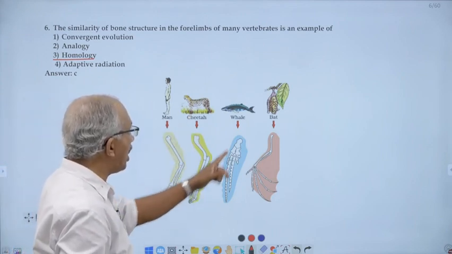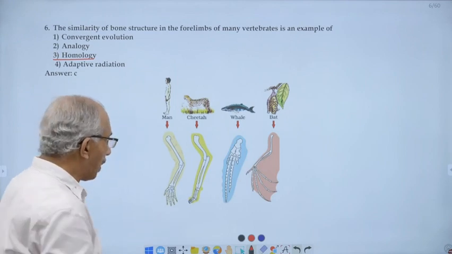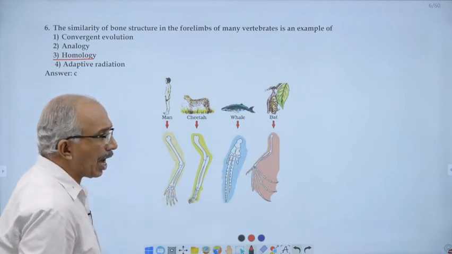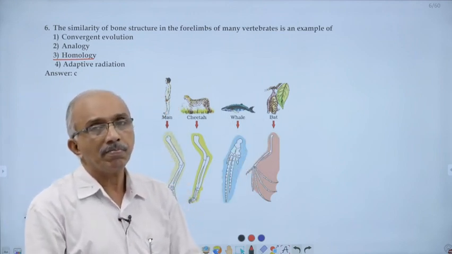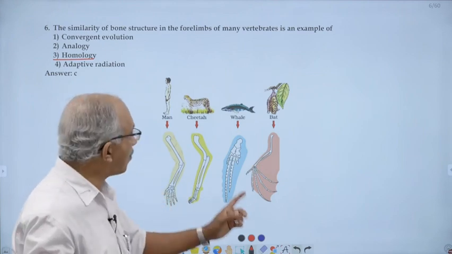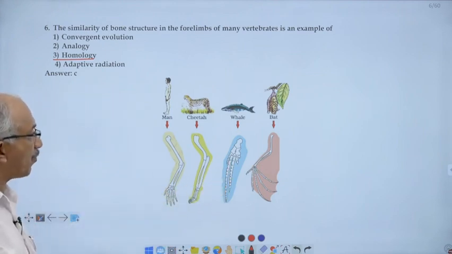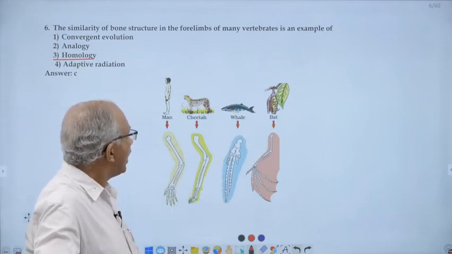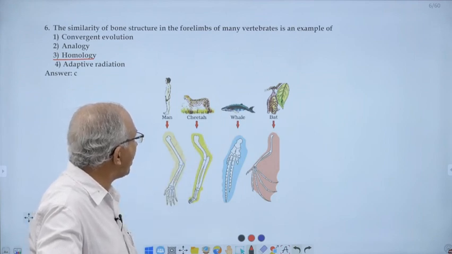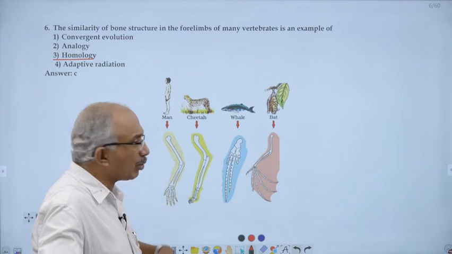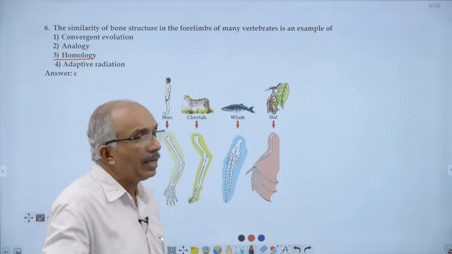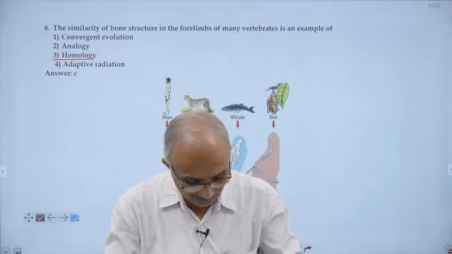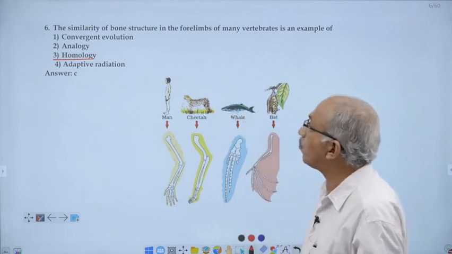So the different forelimbs of different animals are given, including man: man, cheetah, whale, bat. Basically, the structure of the forelimbs of these organisms is the same, but they perform different functions. In bat, it is used for flying. In whale, for swimming. In cheetah, for running. In man, for doing various activities. So it is homology. Next question.